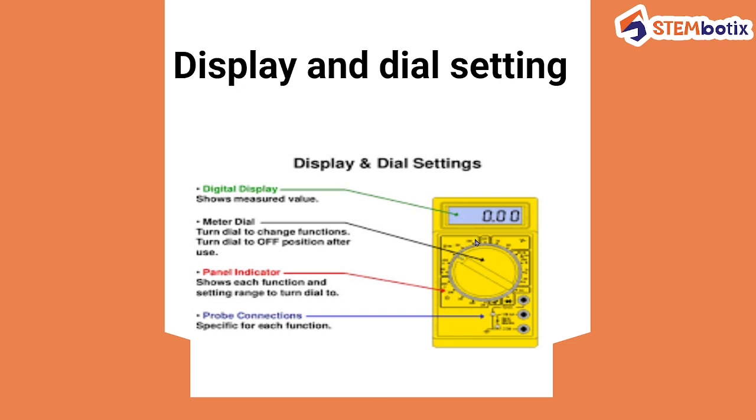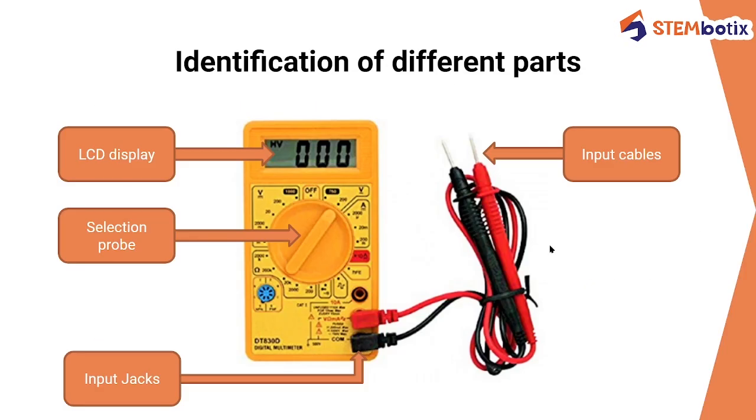Now panel indicators. These sections are known as panel indicators. Here the different quantities are specified. For example, this panel area is for AC voltage. This panel area shows that you can turn off your digital multimeter by setting your probe here. This is the DC voltage area where you have different ranges of DC voltage. This is your resistance area.